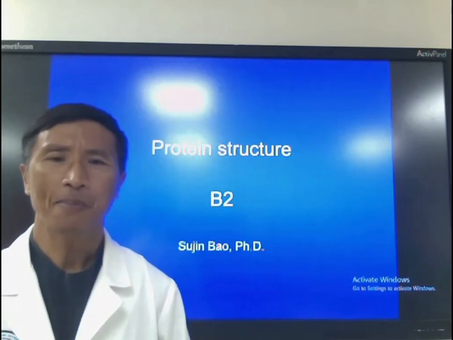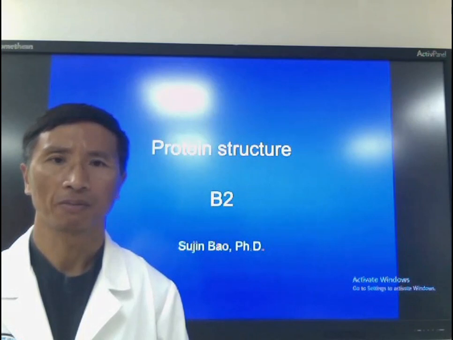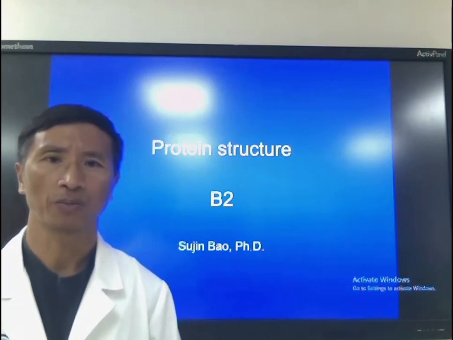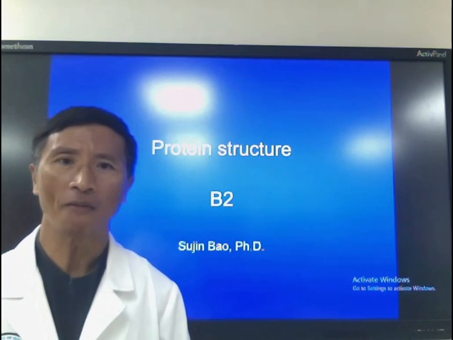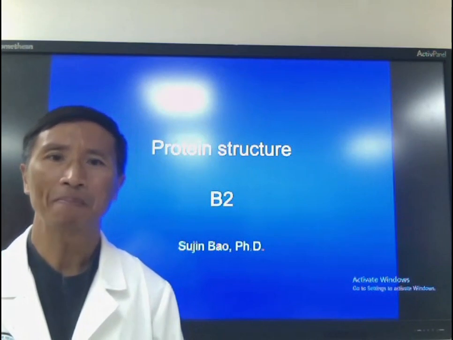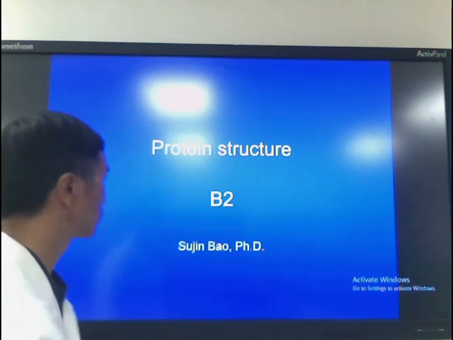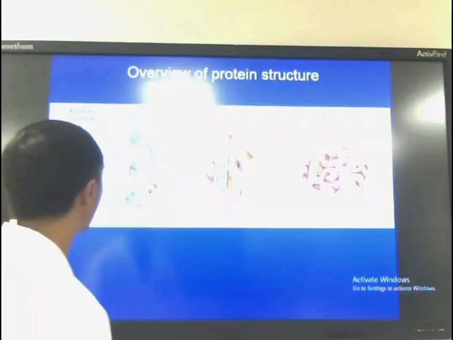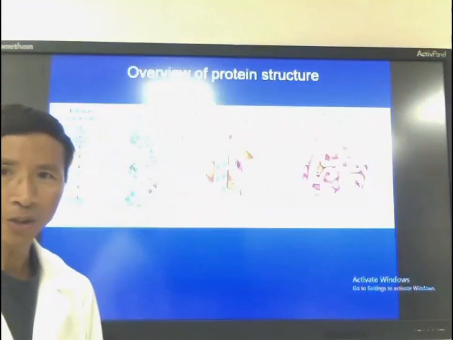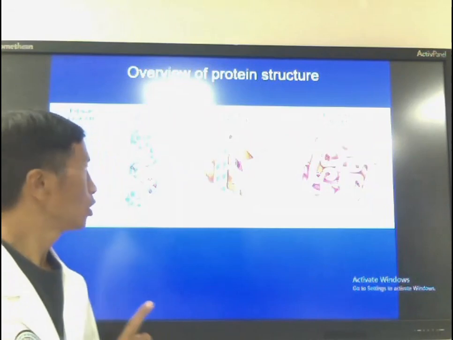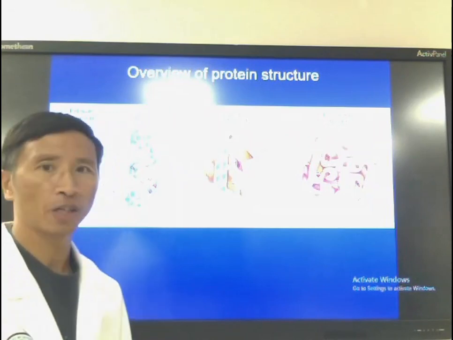Virtually every life process depends on proteins. The functions of proteins depend on their structures. The complexity of protein structure can be best understood at 4 different levels: primary structure, secondary, tertiary, and quaternary structures.